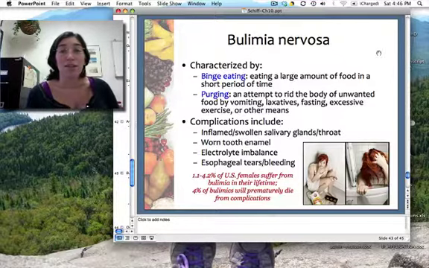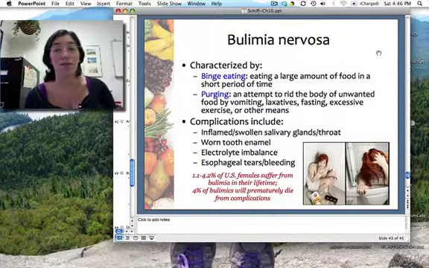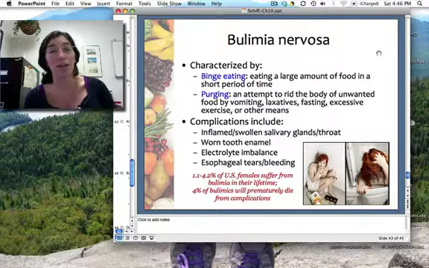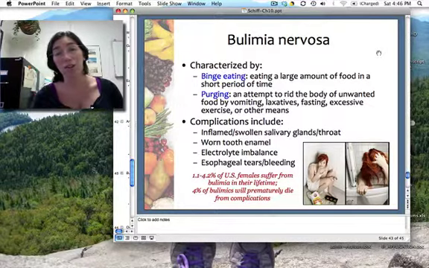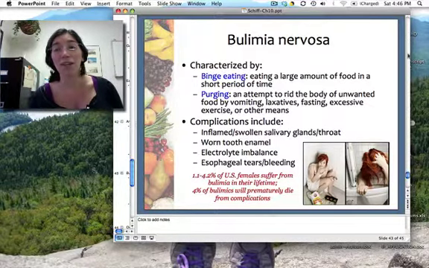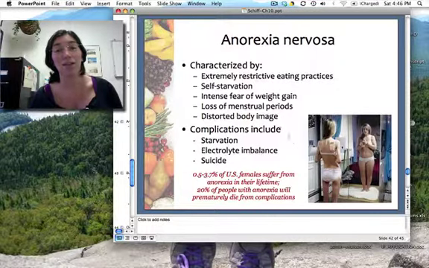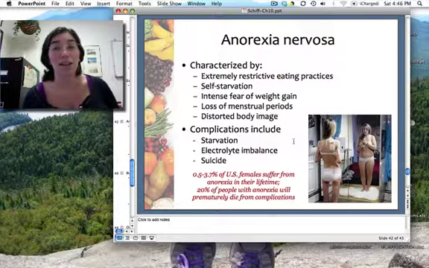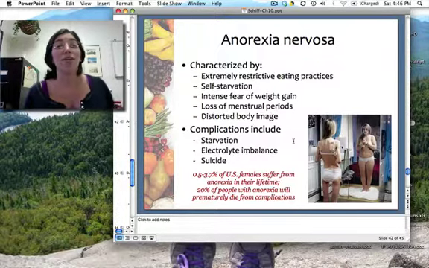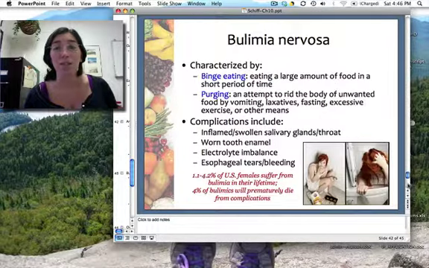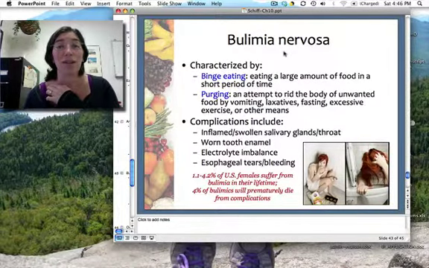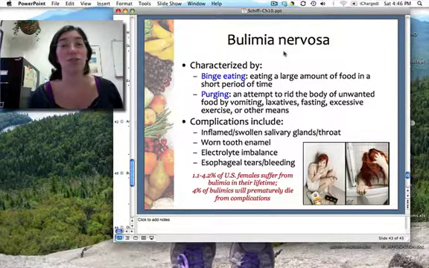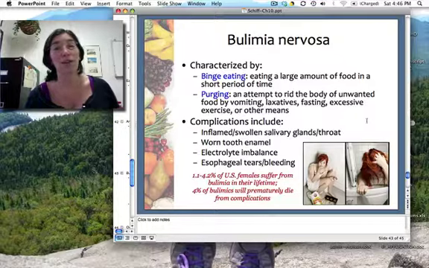Bulimia nervosa is another restrictive type of eating disorder that's characterized by periods of binge eating followed by purging. Okay, binging and purging are the characteristics of bulimia. So a lot of anorexics also engage in purging activities, so vomiting, working out excessively, taking laxatives, ways to get rid of calories that they've eaten. But the difference between bulimia and anorexia is that in bulimia, they engage in these binge sessions. So binge eating is when you eat a very large amount of food in a short period of time.